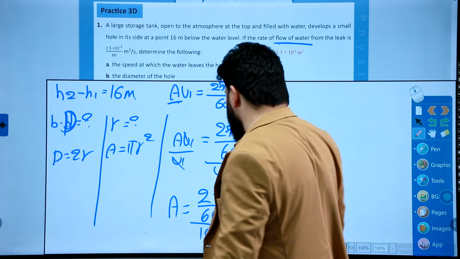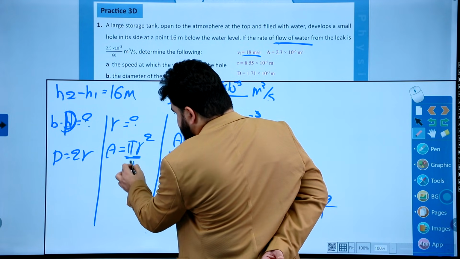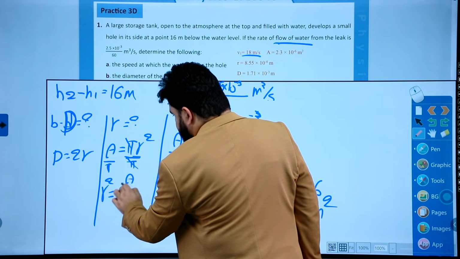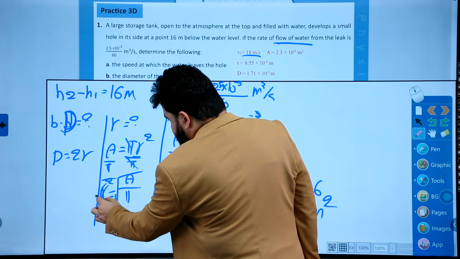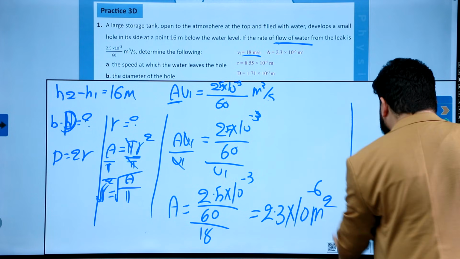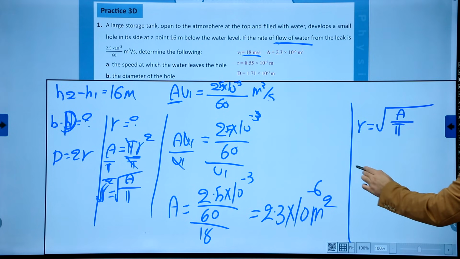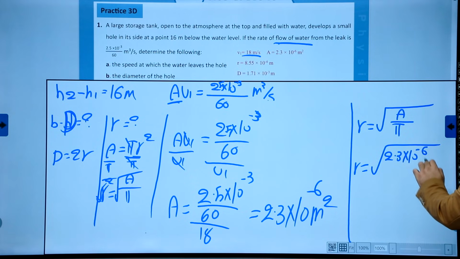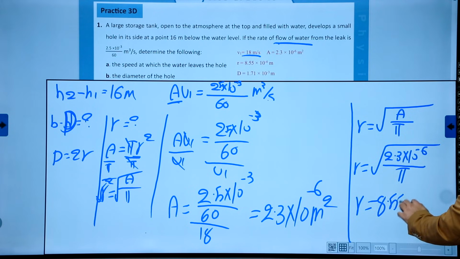Now let's use that in the equation and find the radius with it. I need the radius, so divide this by pi and divide this one by pi too. Radius squared is equal to area divided by pi. Take the square root of each side. Radius is equal to the square root of area divided by pi. I found area 2.3 times 10 to the power of negative 6 divided by pi. Radius is equal to 8.85 times 10 to the power of negative 4.